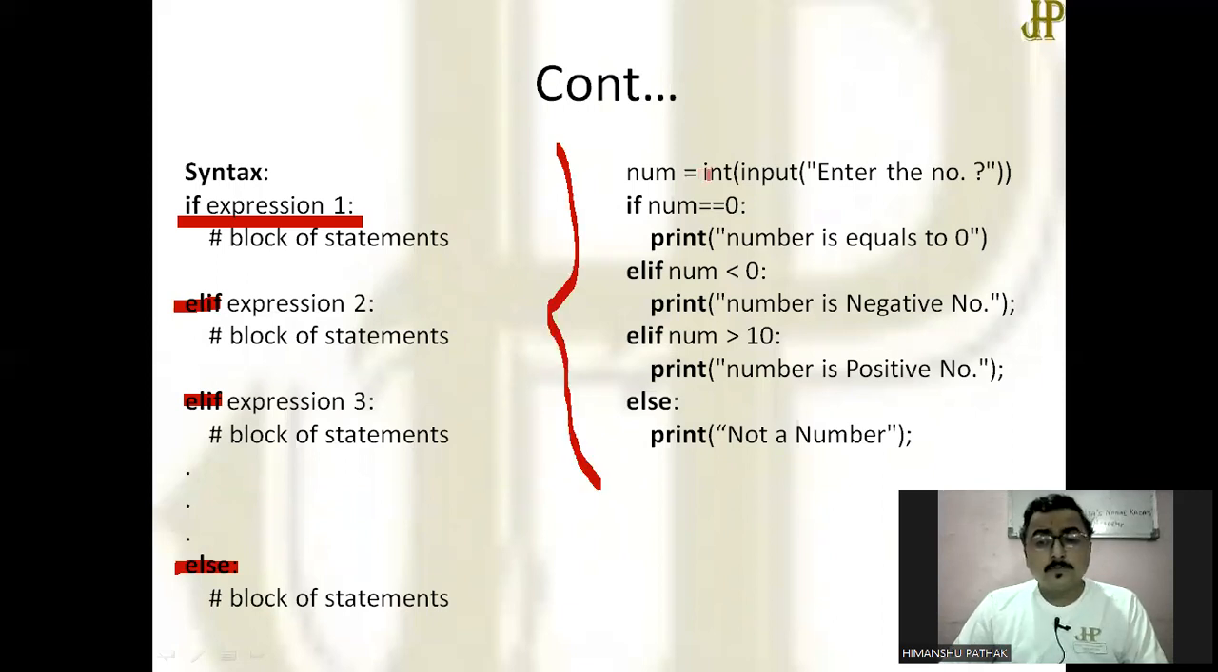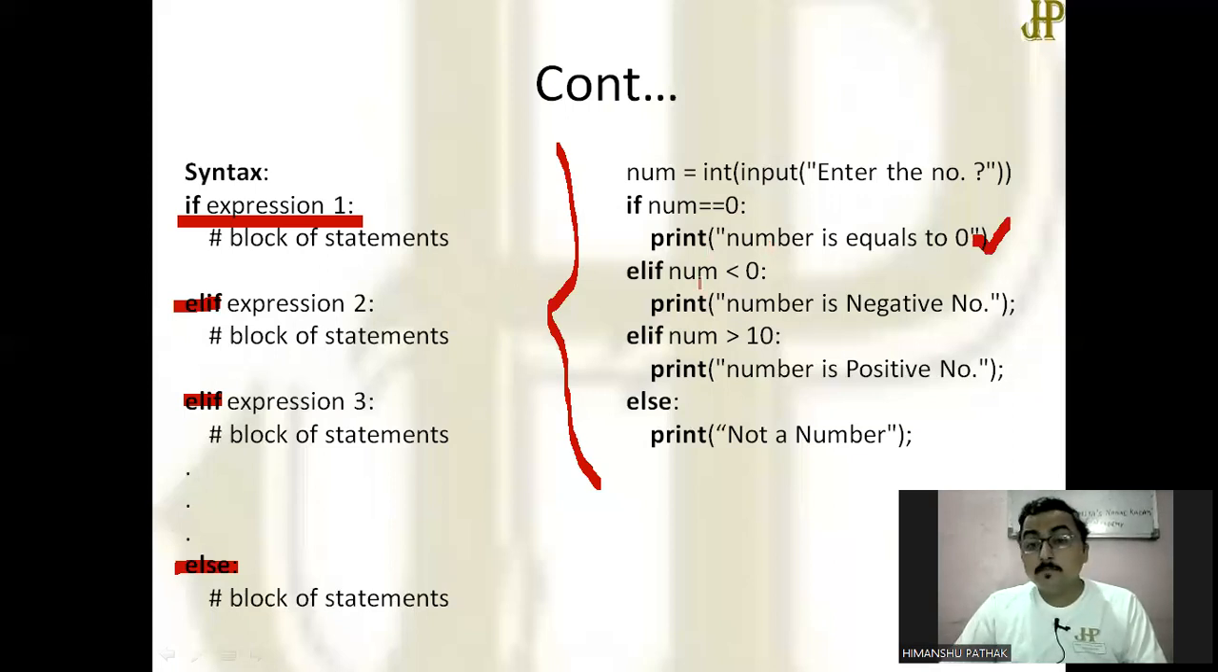I ask from the user, give me a number. If number is 0, then print 0. Again, I have to check. So there are two more conditions. That's why I have to put elif. What are these two conditions?